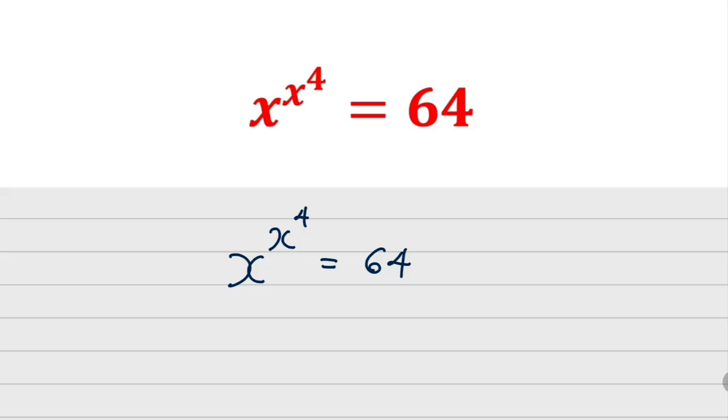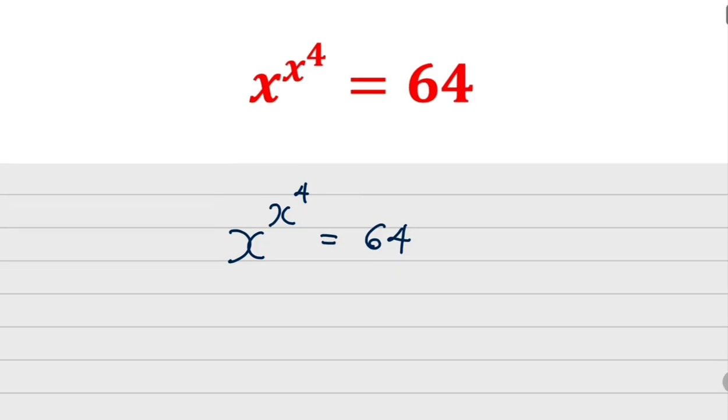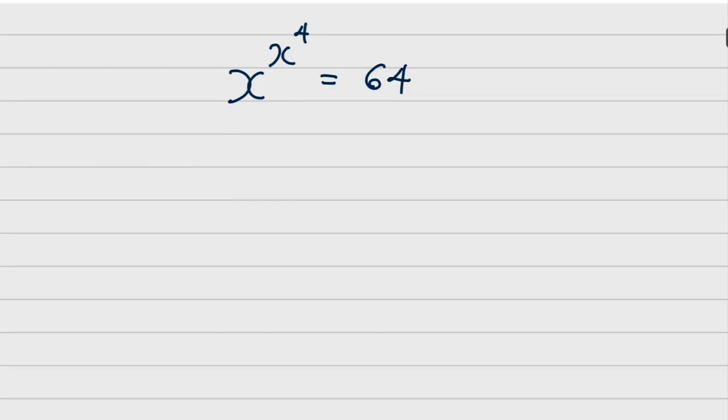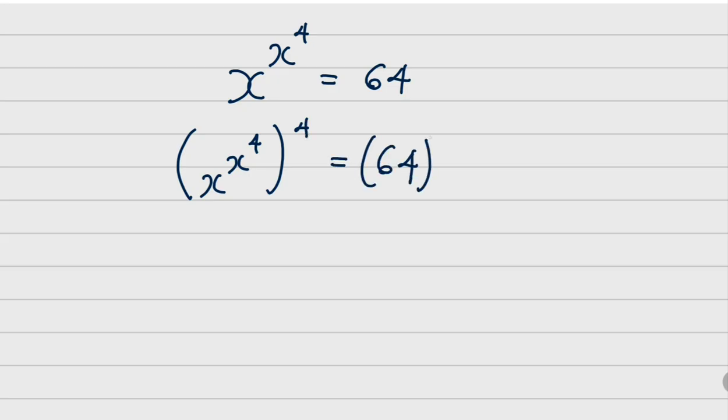Now what you are to do, the first step to take is you raise both sides all to the power of 4, so that you are going to have x raised to power x raised to power 4 all raised to the power of 4 is equals to 64 all to the power of 4. Now I have reasons why I'm doing this. I'm going to show you even as I continue to do this work.